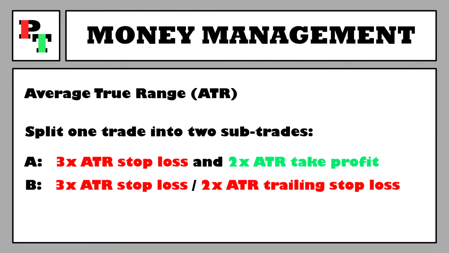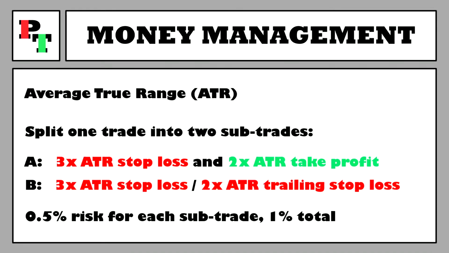Then subtrade B will have a stop loss at once again 3 times the ATR value from our entry price, but there will not be a take profit. Instead, it will be a trailing stop loss, which will take effect if we get 2 times ATR value into profit. It won't start trailing before then, so unless it gets to that stage, it will just be that standard stop loss in place at 3 times the ATR.